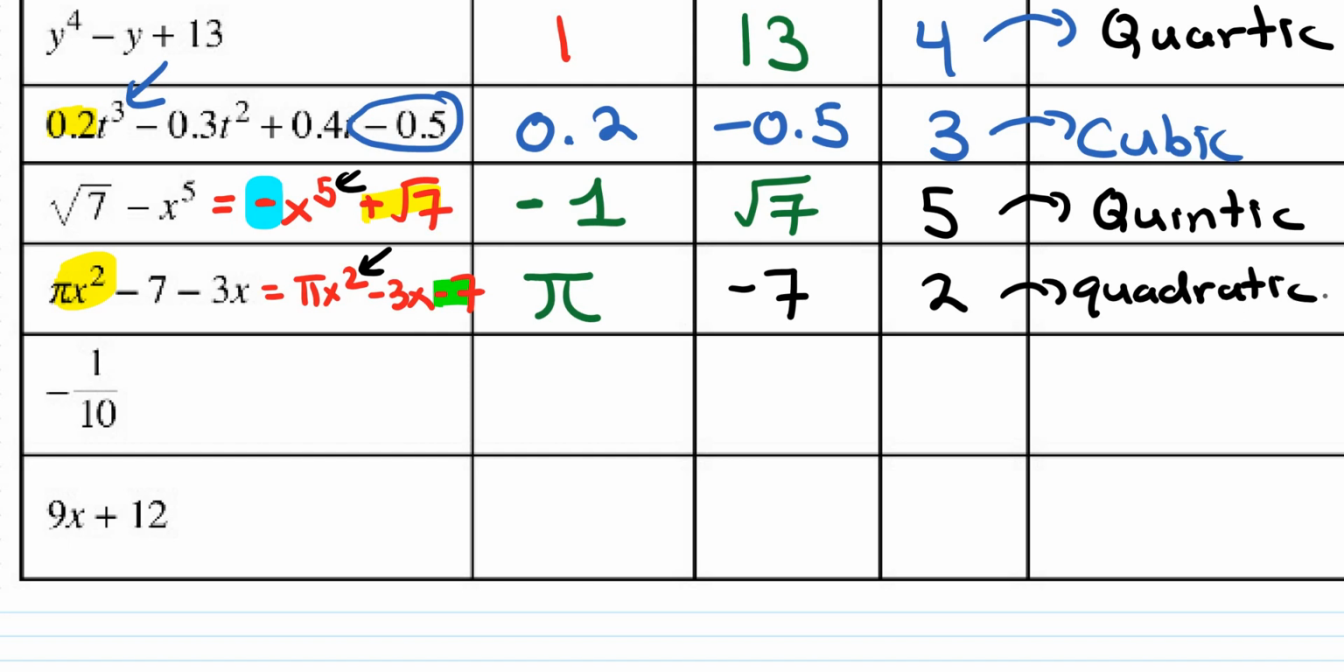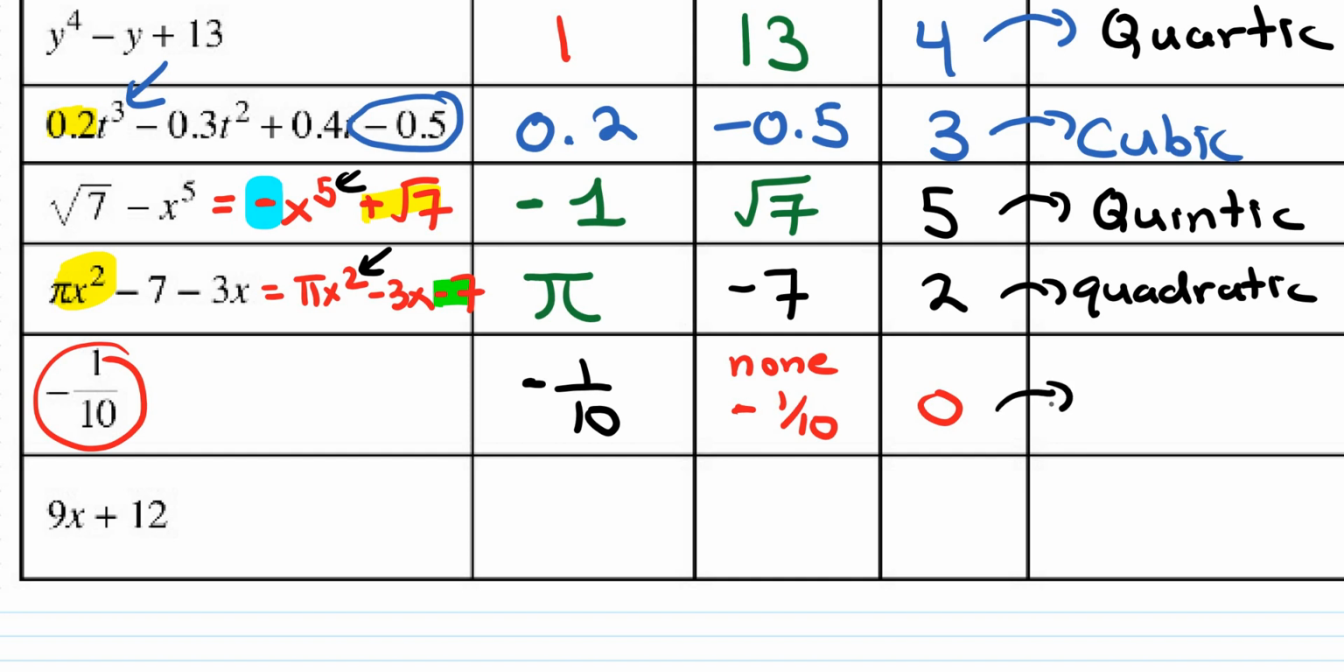Okay, finally, let's move on to the next one here. So negative 1 over 10 here. It turns out that my leading coefficient is just the number, which is negative 1 over 10. There is no constant term here because there's only one term, but we can also leave the constant term as just a number here because we are just given a number. So negative 1 over 10 is considered a constant number. The degree here is 0 because it's just a number, and when you have a degree of 0, we call this a constant function here.